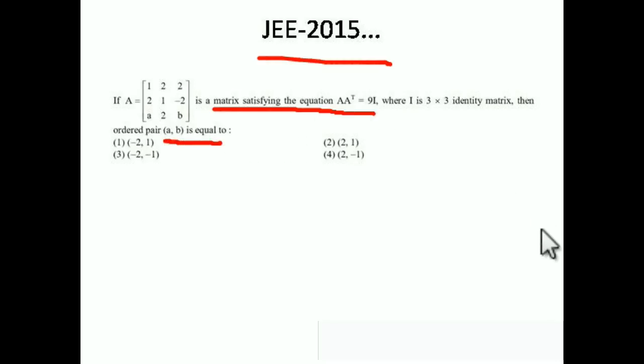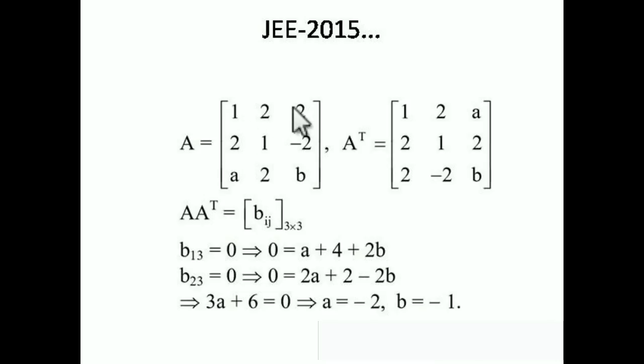Now what we have is A into A transpose is equal to 9I. That means A here is 1 2 2, 2 1 minus 2, a 2 b. So what is A transpose? 1 2 2 is in the column, then 2 1 minus 2 is in the column, and a 2 b again is in the column. Okay, we know that. Now A into A transpose is equal to 9I, that means bij raised to 3 cross 3.